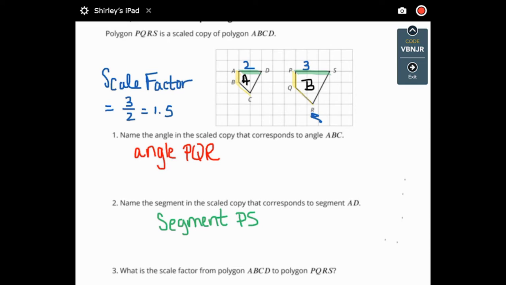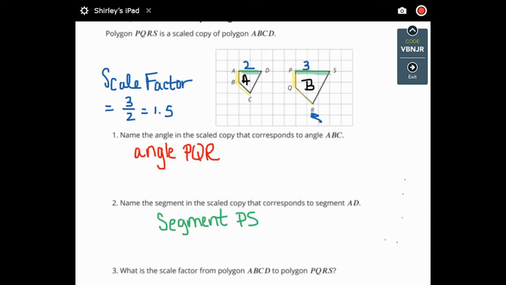But if I want to find that scale factor from A to B, so from my smaller shape to my larger shape, that just means I have to take the side lengths in the larger shape and divide them by the side lengths in the smaller shape. So notice that I went ahead and counted how many blocks were on my top line. So in my first shape, I have a length of 2. In my second shape, I have a length of 3. If I divide 3 by 2, I get 1.5. So that means my scale factor from the smaller shape to the larger shape is 1.5.